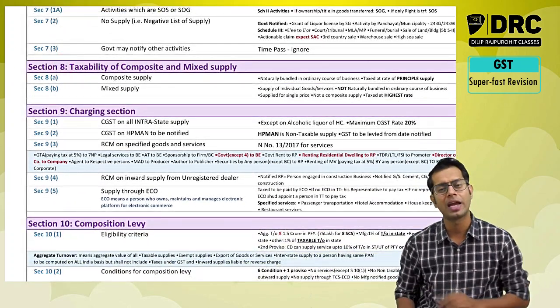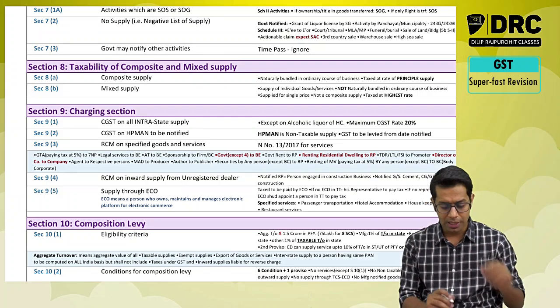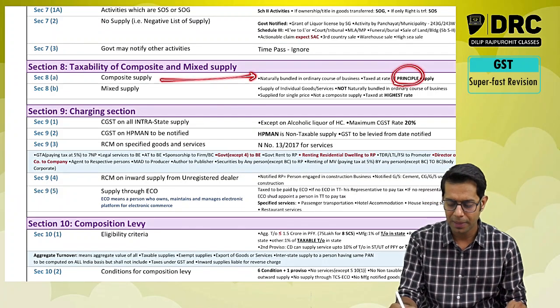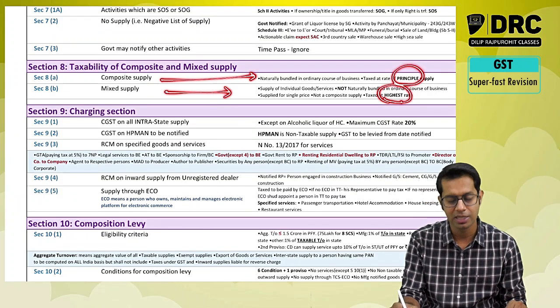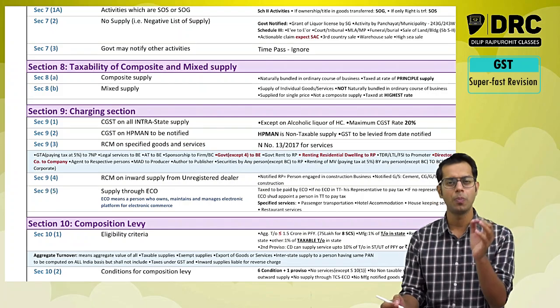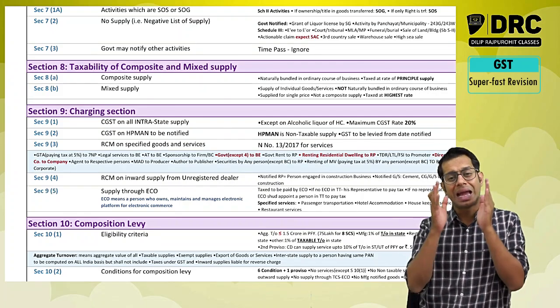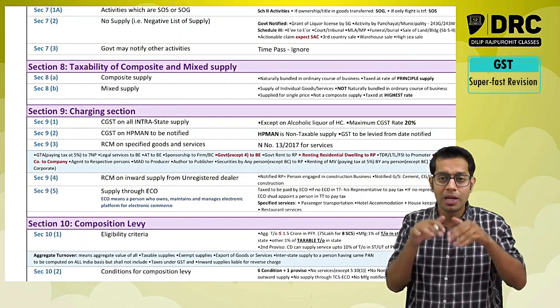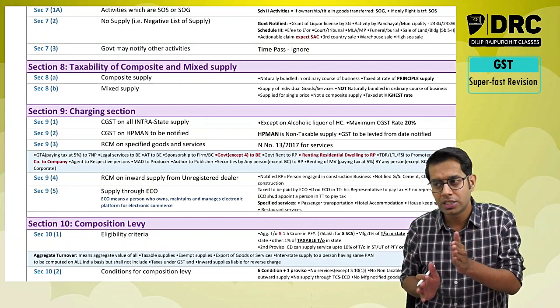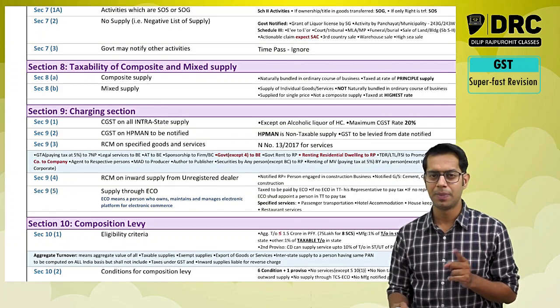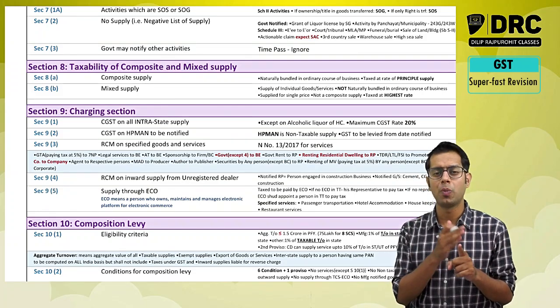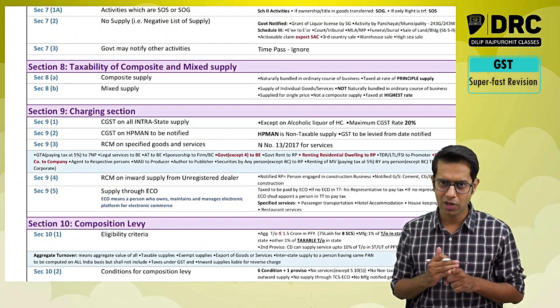Section 8 talks about taxability of composite and mixed supply. Composite supplies are taxed at the rate of principal supply, and mixed supplies are taxed at the highest rate. Sir, what do you mean by composite supply? Composite supply means supply of 2 or more taxable goods and services which are naturally bundled in the ordinary course of business, supplied in conjunction with another, one of which is the principal supply. If it is a composite supply, then it is required to be taxed at the rate of principal supply.